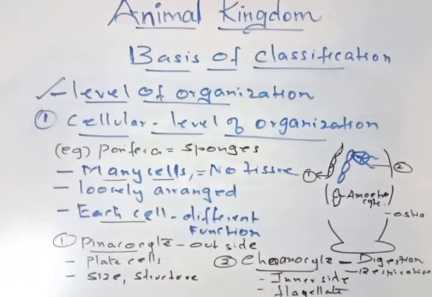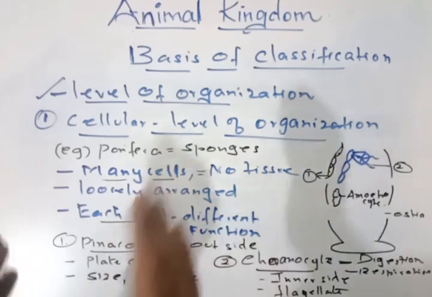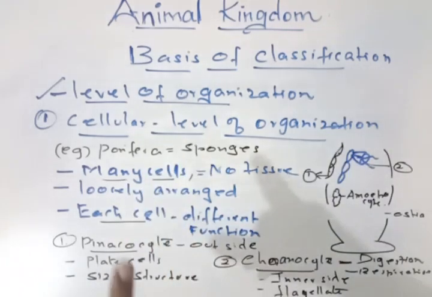Okay. So now, Porifera comes under the cellular level of organization. Under the basis of classification, we are studying level of organization. Under that, Porifera comes under cellular level of organization. Why? Because Porifera, the sponges, have many cells. We have discussed only 3 cells, but there are so many cells.